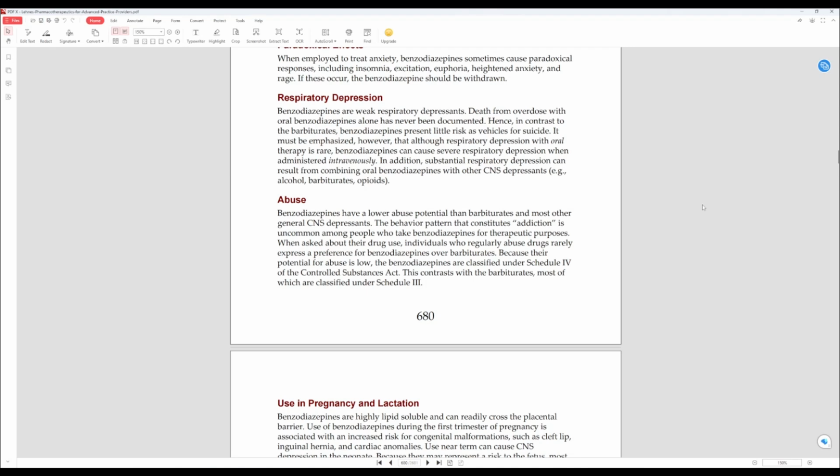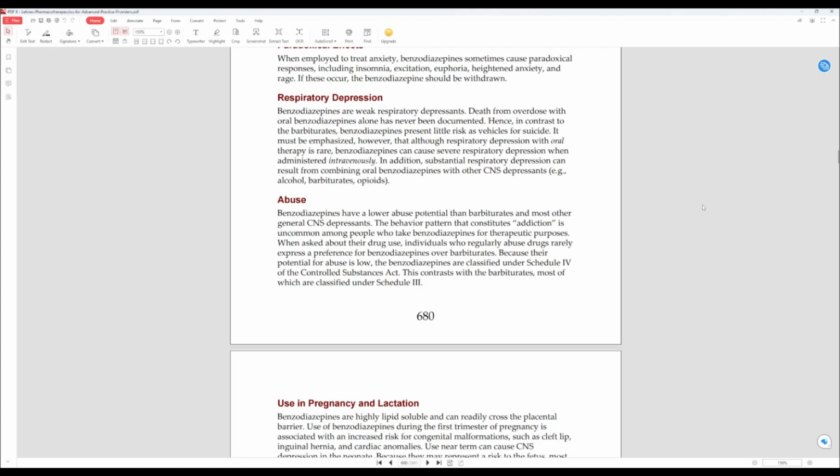It must be emphasized, however, that although respiratory depression with oral therapy is rare, benzodiazepines can cause severe respiratory depression when administered intravenously. In addition, substantial respiratory depression can result from combining oral benzodiazepines with other CNS depressants, such as alcohol, barbiturates, and opioids.